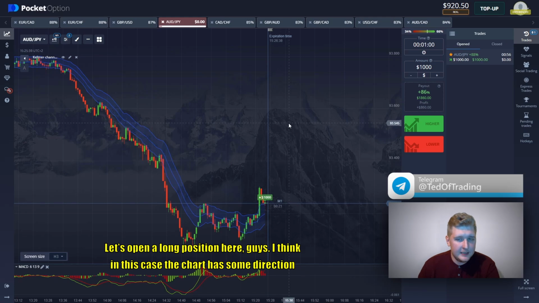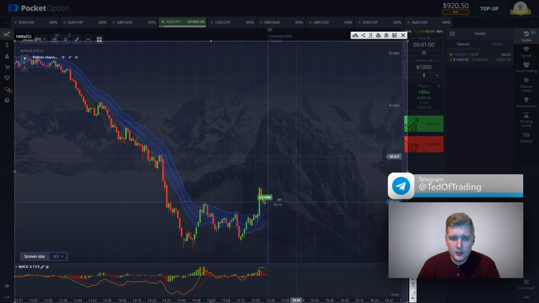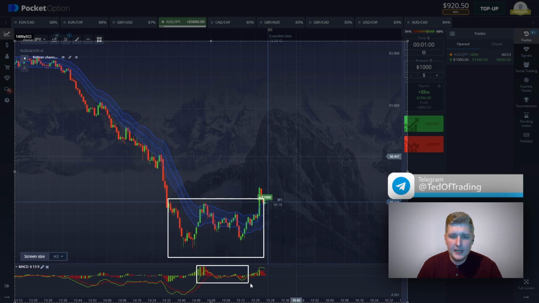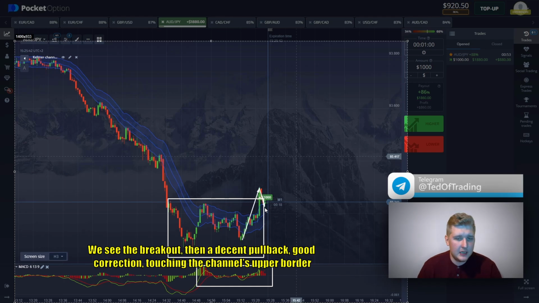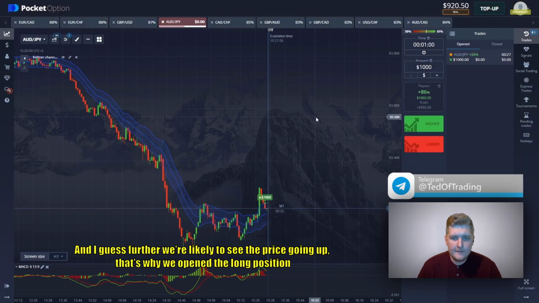I think in this case the chart has some direction. Early on there was a flat, and as the MACD is not going to show us anything good, we see nothing but crossing, but the Keltner channel is helping us out here. We see the breakout, then a decent pullback, a good correction, touching the channel's upper border. And I guess further, we're likely to see the price going up. That's why we opened the long positions.